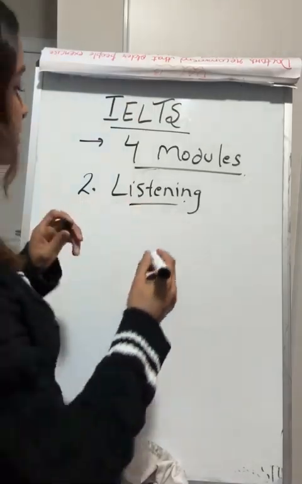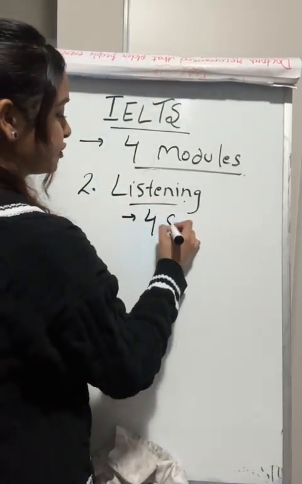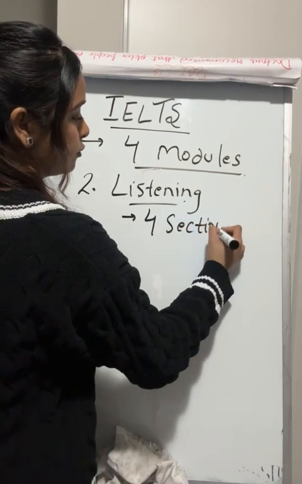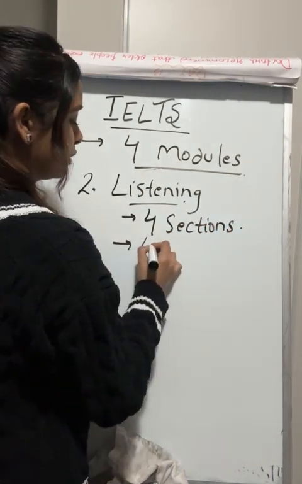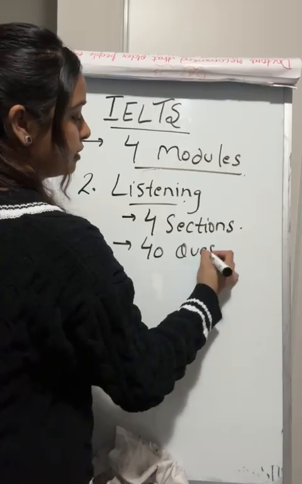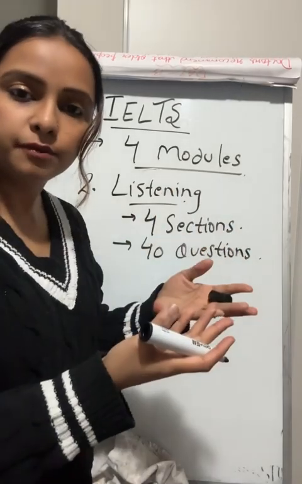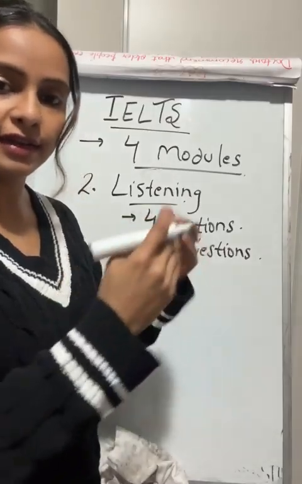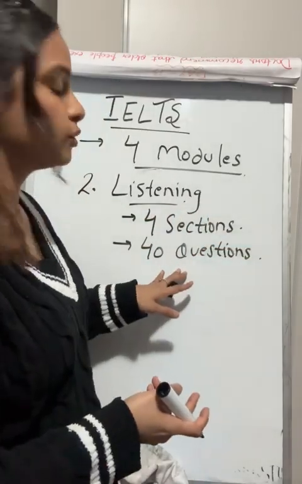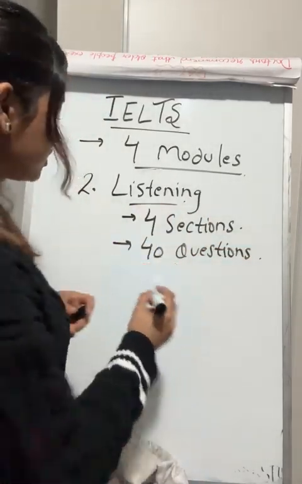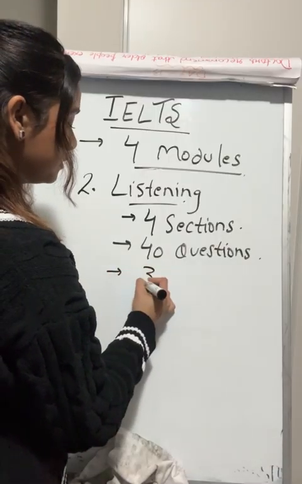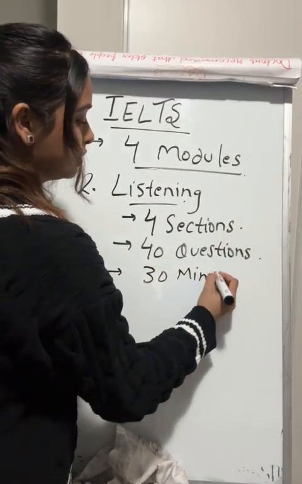So listening consists of 4 sections in total, and there will be 40 questions again here in listening. That means each section will have 10 questions, 10, 10, 10, 10 each, which makes a total of 40. The approximate length of the audio will be 30 minutes.